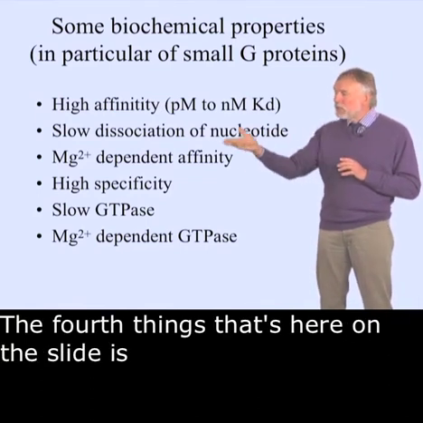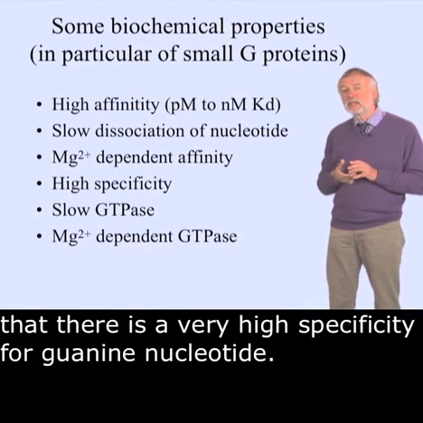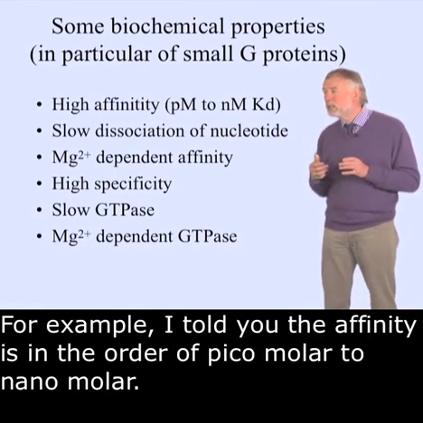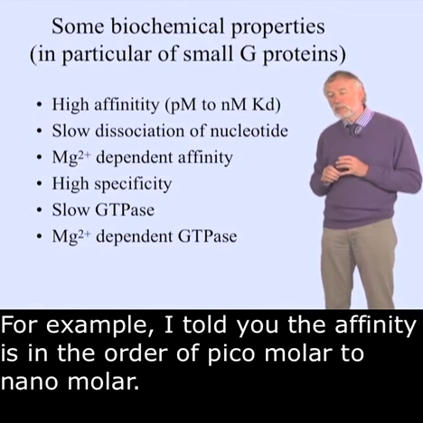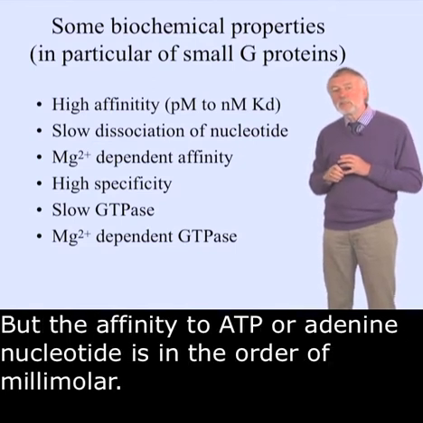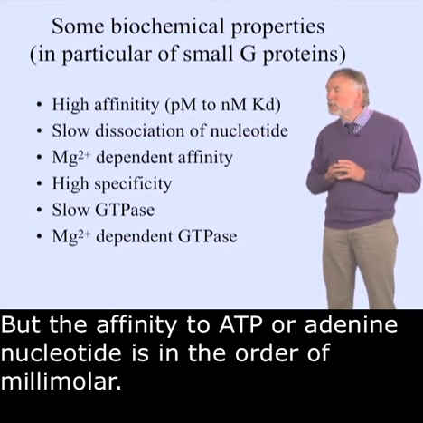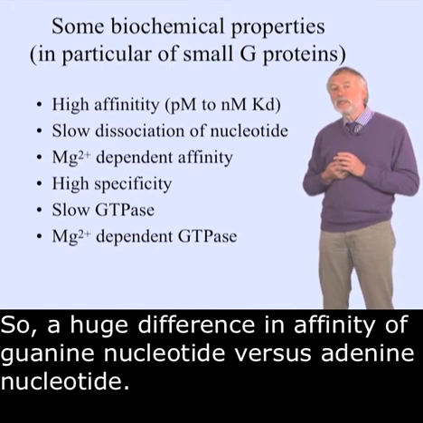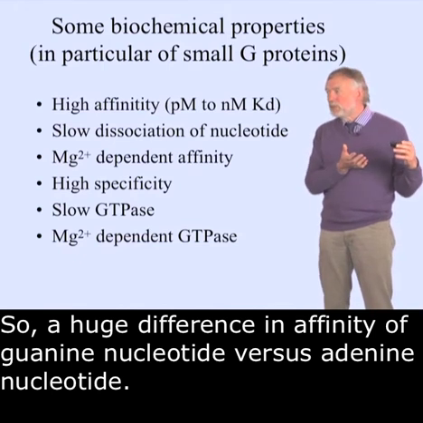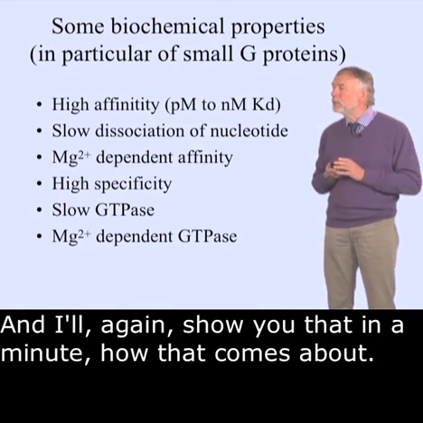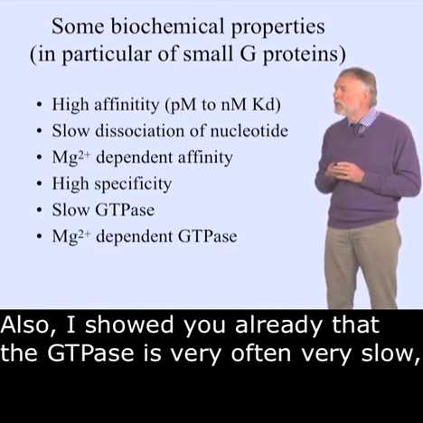The fourth thing that's here on the slide is that there is a very high specificity for guanine nucleotide. For example, I told you the affinity is in the order of picomolar to nanomolar, but the affinity to ATP or any adenine nucleotide is in the order of millimolar. So a huge difference in affinity towards guanine nucleotide versus adenine nucleotide. And again, I'll show you in a minute how that comes about.